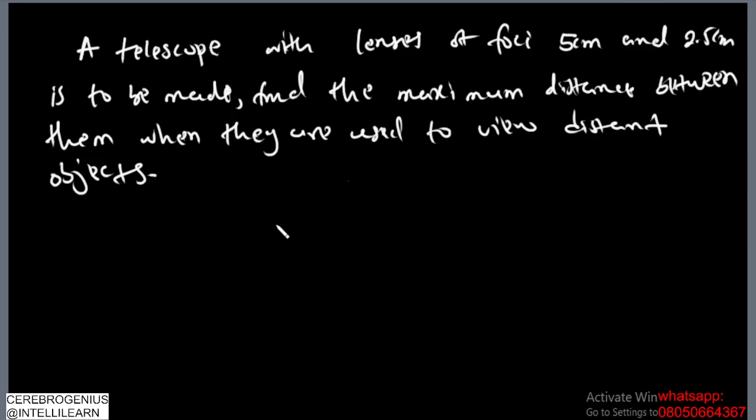So let's try this. It says the telescope made of lenses 5 centimeter and 2.5 centimeter is to be made. Find the maximum distance between them so that they are used to view distant objects. Now you know that when you use something to view distant objects, the distance of the object will be infinity, right? So automatically the distance of the image from the objective will be equal to the focal length of the objective, because the image will be formed at its focus. So that is 5 centimeter.